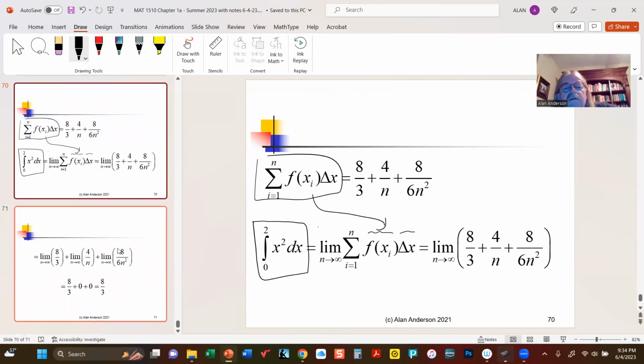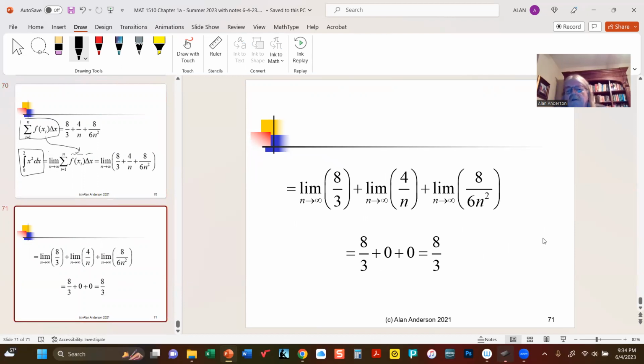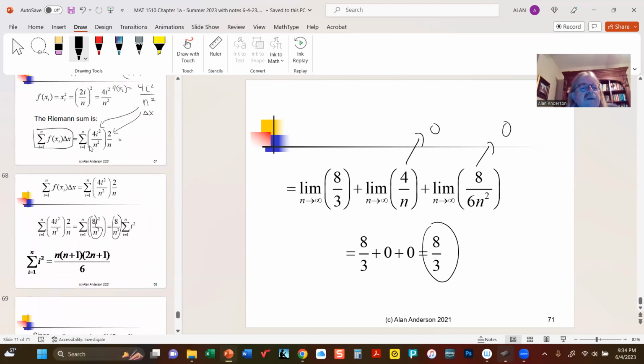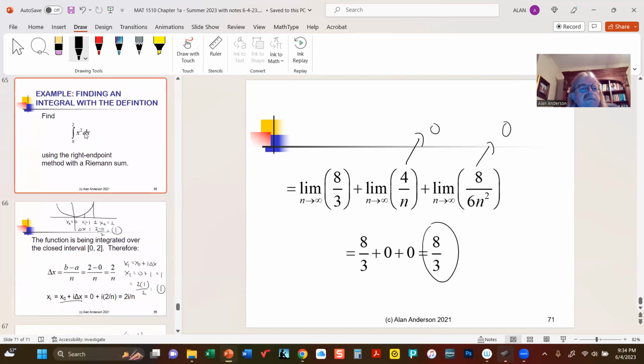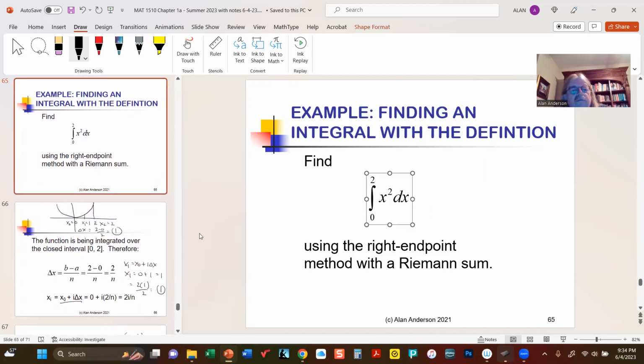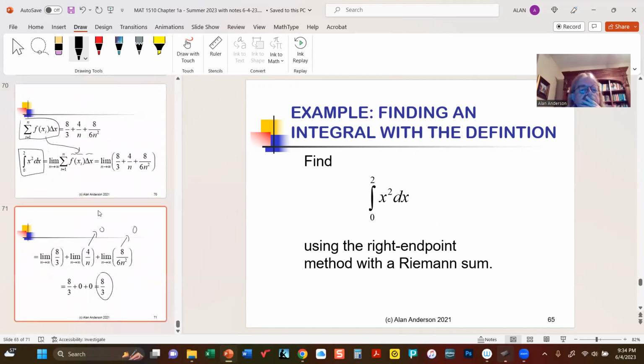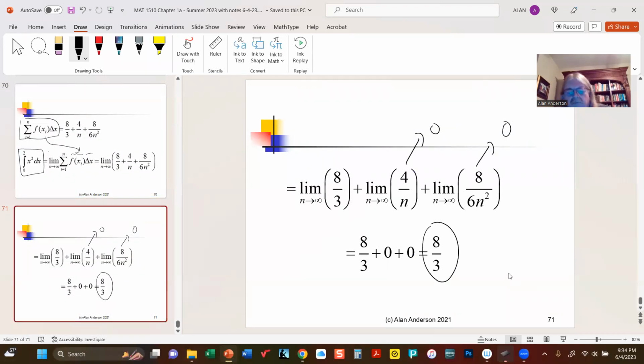Now, of course, as you recall from Calc 1, if n goes to infinity, this term goes to 0 and this term goes to 0, because you have a constant over infinity and that's equal to 0. So we end up with 8/3. So what this is saying then is that for this particular example, this equals 8/3.